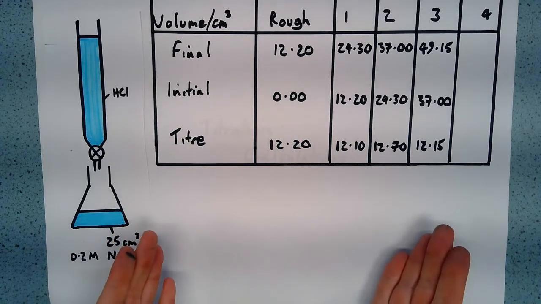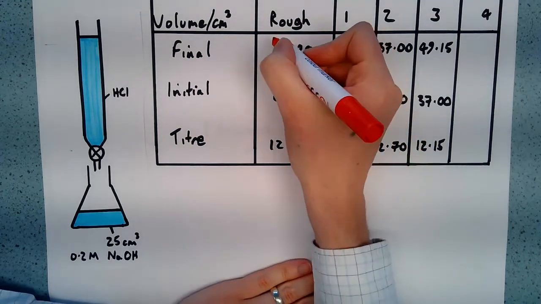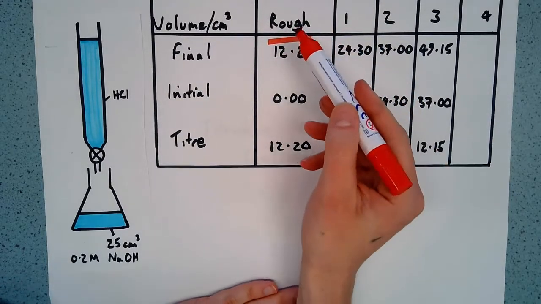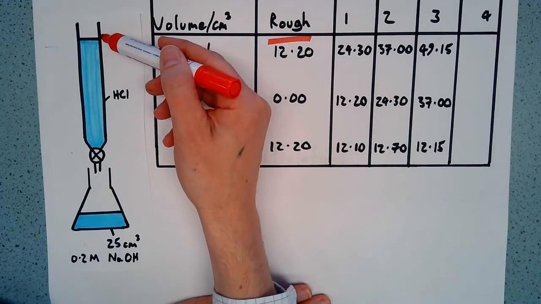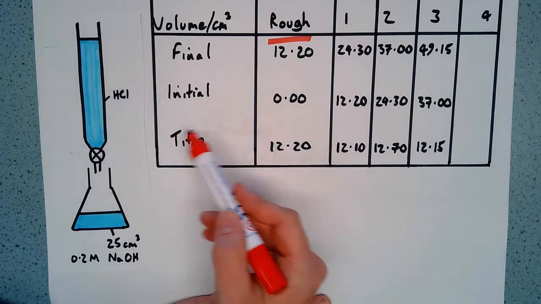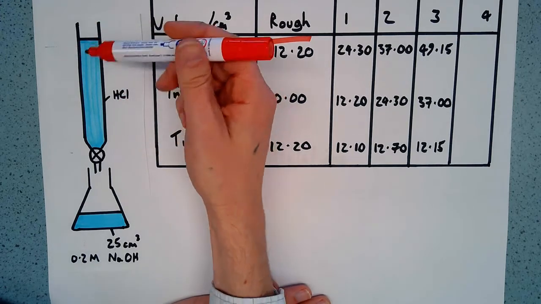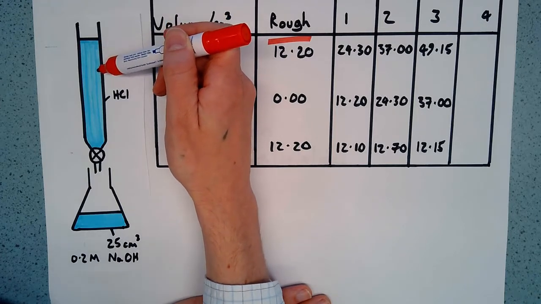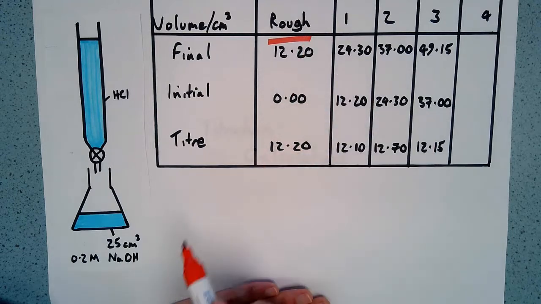So how do we process these results? Well, the first thing I want you to notice is that this first column here is the rough column, and the rough column is where we put the results that we take first. What we do is we start, it doesn't have to be at 0, but usually people would start at 0 for the rough one, and then we empty out relatively quickly until we see a colour change, stop and record a rough idea of how much has gone through.